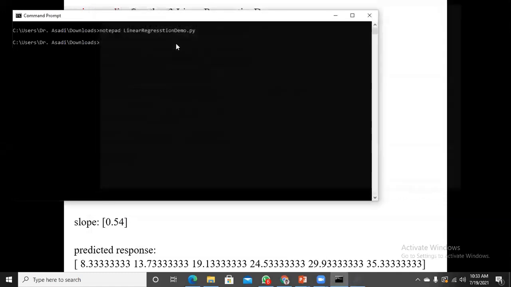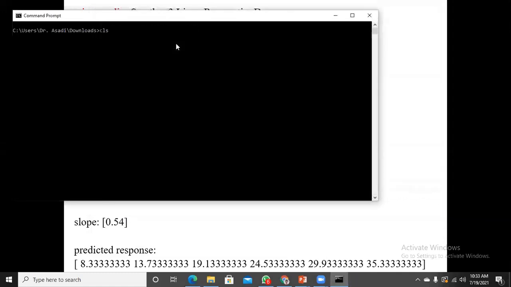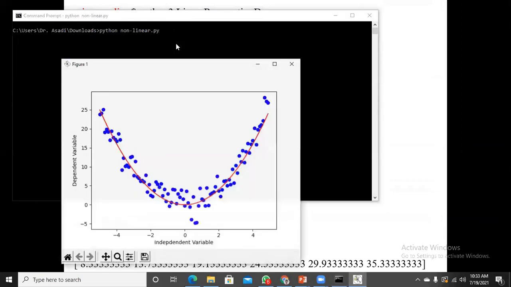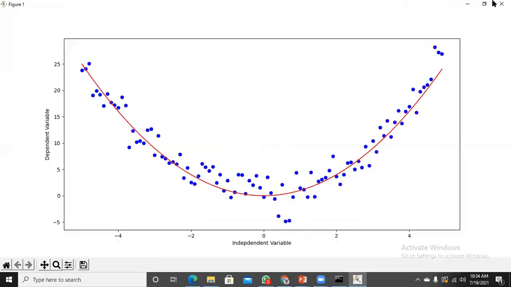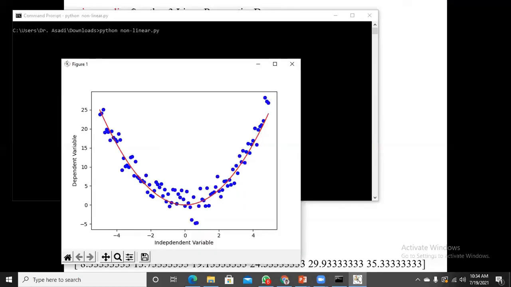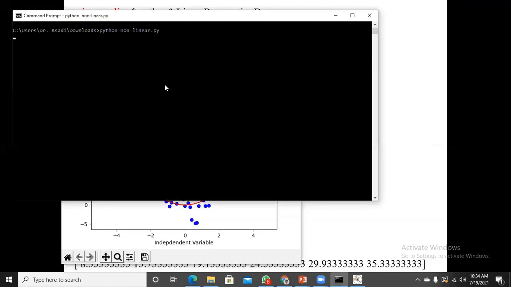Now, if you see nonlinear regression. So this was linear regression. Again, I am executing a nonlinear regression. See, nonlinear.py. This is the graph I have generated. Okay. So this is the graph, and these are the values.